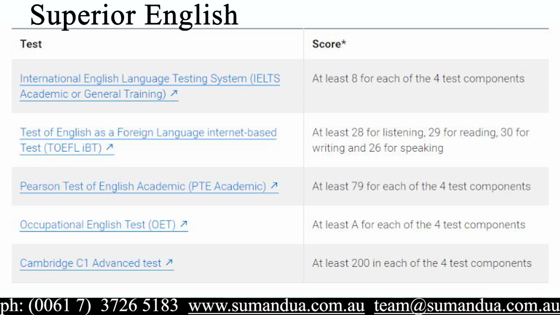So if you've got IELTS academic or general, then you do need at least 8 for each of the 4 test components. For TOEFL, you need at least 28 for listening, 29 for reading, 30 for writing, and 26 for speaking. For PTE, you need at least 79 for each of the 4 test components.